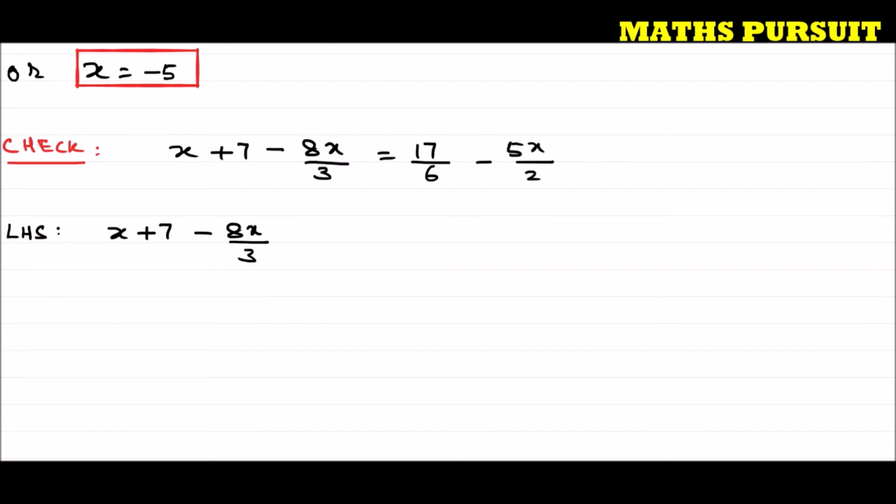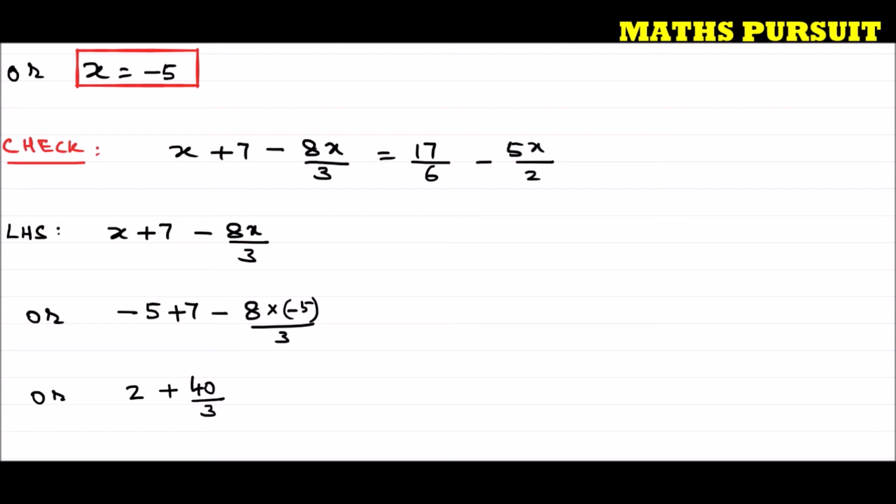Here LHS is equal to x upon 7 minus 8x upon 3. Now, replacing the value of x with minus 5, I can write minus 5 plus 7 minus 8 into minus 5, divided by 3. Minus 5 plus 7 is 2, and minus 8 into minus 5 is plus 40, 8 5s are 40, plus 40 upon 3. So what we got?